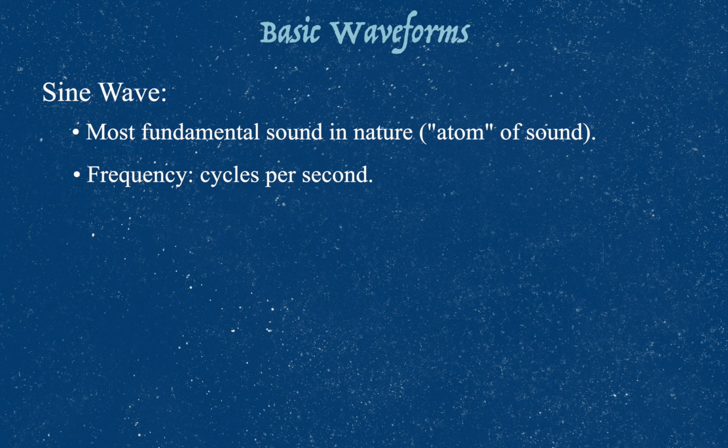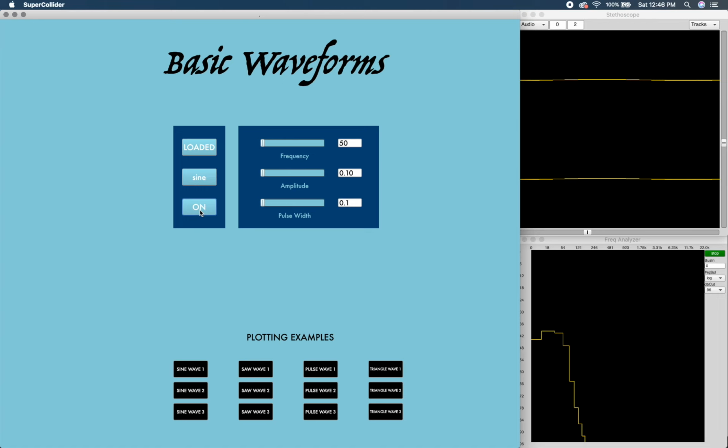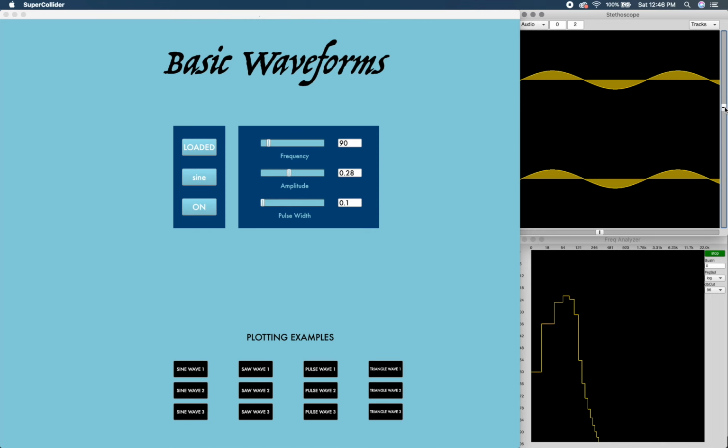Let's explore this concept further in our interface. First, we need to load the synth on the server. Then we need to choose which waveform, the sine wave. Finally, we just turn it on. Here we have a frequency of 90 Hertz. As you can hear, it sounds bassy.